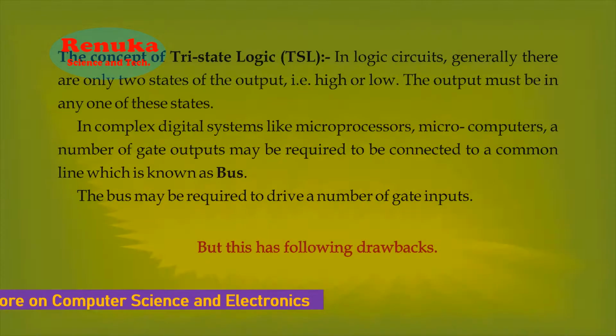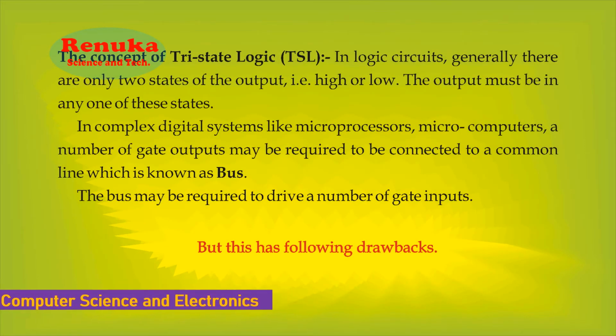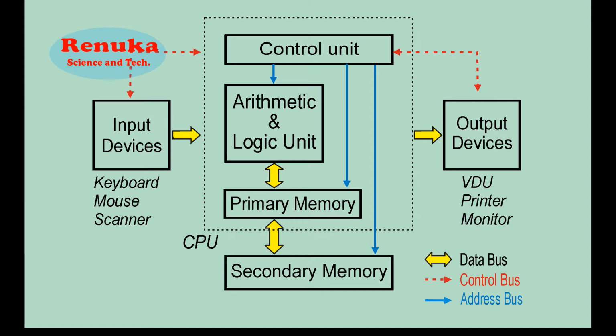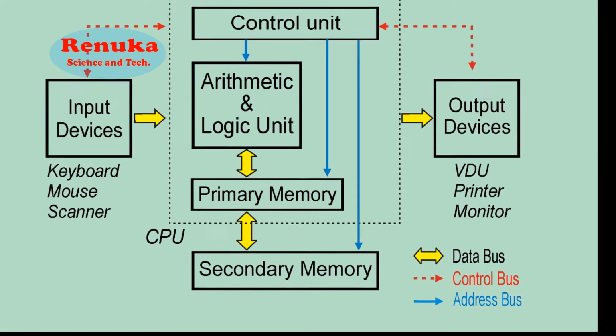But in most complex digital systems or circuits like microprocessors and microcomputers, when a number of gates are combined, their outputs are required to be connected to a common line, and that common line is mostly called a bus. In the next chapter, that is computer fundamentals, you will have a clear idea about bus. Actually, bus is nothing but a bunch of wires or bunch of tracks which carries data, and there are three types of buses used in digital computation.